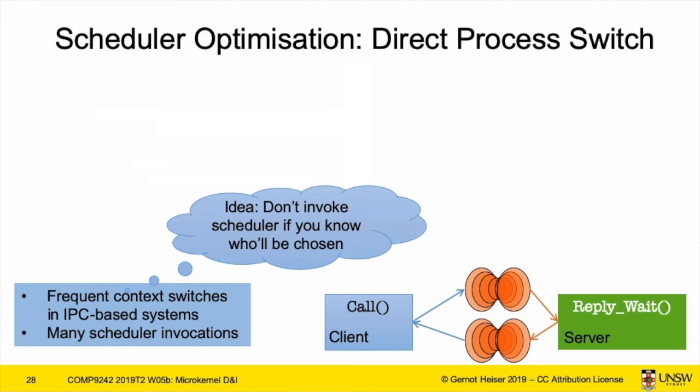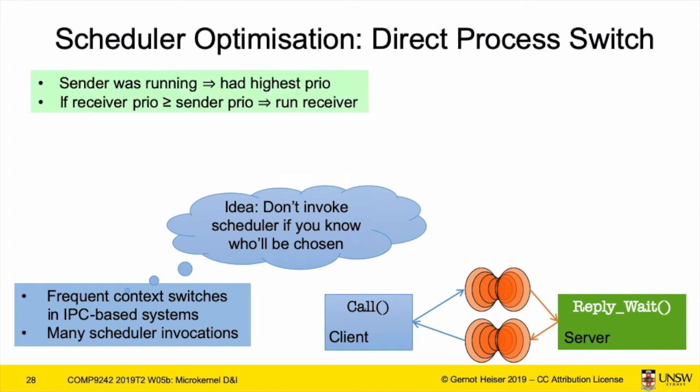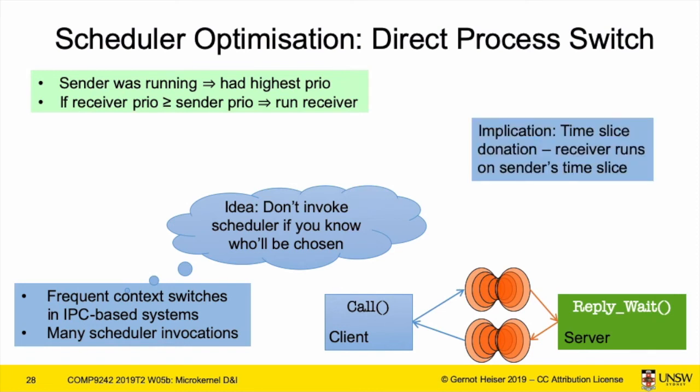On the switch back, typically if it's a call type operation, you also know that now the high priority thread is blocked. All you need to know is whether anything of higher priority than the original sender has been unblocked in the meantime. And again, that's an easy check. Just check what's the highest ready process priority in the system, and if that's the one you're switching to, then you can continue without invoking the scheduler. So this is the direct process switch, and it implies that we have a time slice donation.